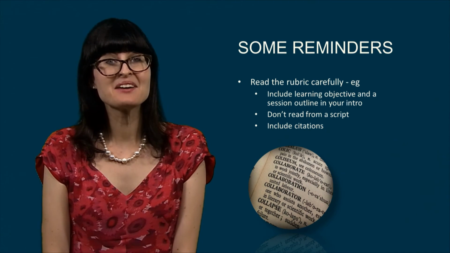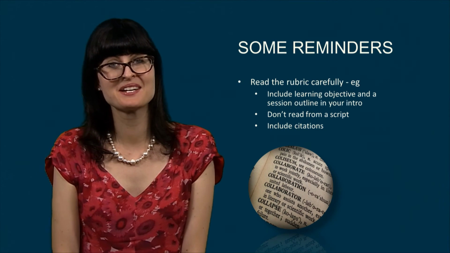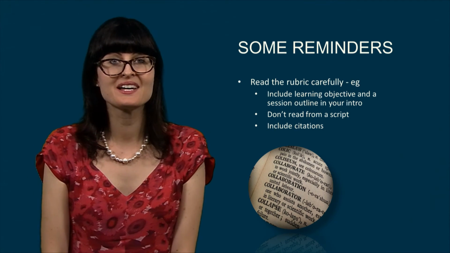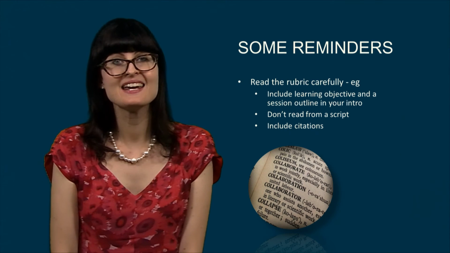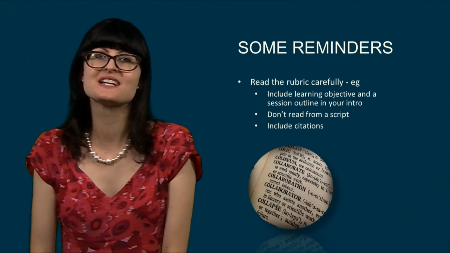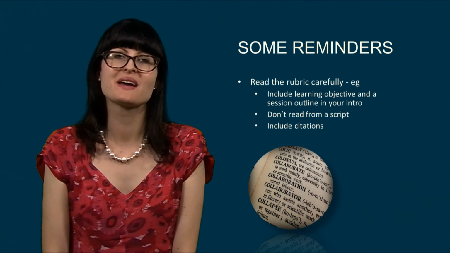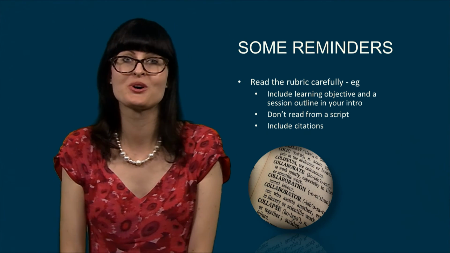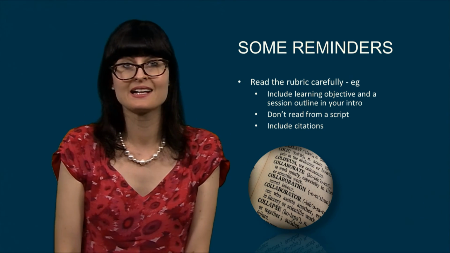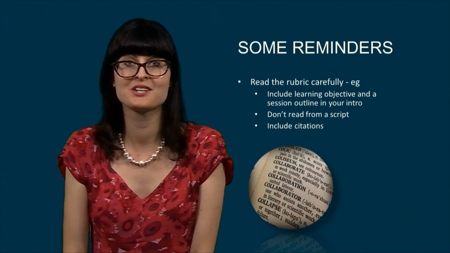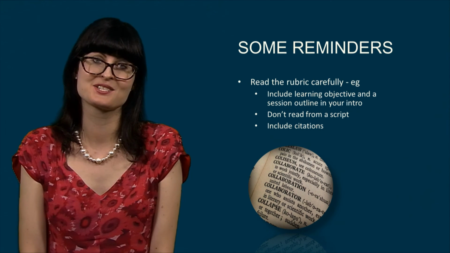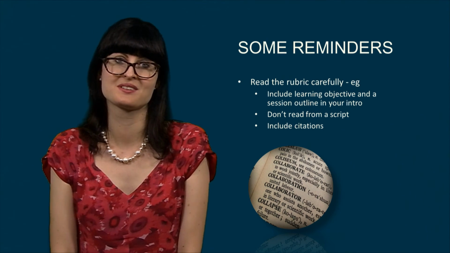Finally, if you are looking for an excellent on this assessment, please make sure that you read the rubric carefully. You cannot achieve excellent for any of the individual assessment criteria unless you have done everything that is required. So make sure that you have a look in the box and make sure that you tick everything off. Some examples include clearly outlining learning objectives and the session format in your introduction, not reading from a script, and including citations for the research that you want to use.